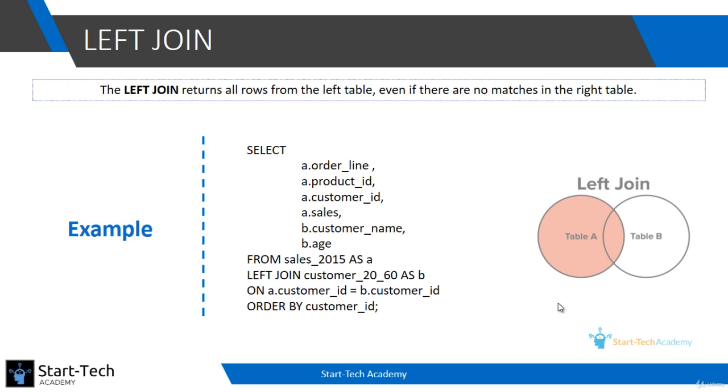We will write select all the column names, some from the sales table, some from the customer table. From the sales table, that will be table 1 for which we want all the rows. Then left join with the customer table on the customer ID, which is the common field, order by customer ID. So let's go and write this query.